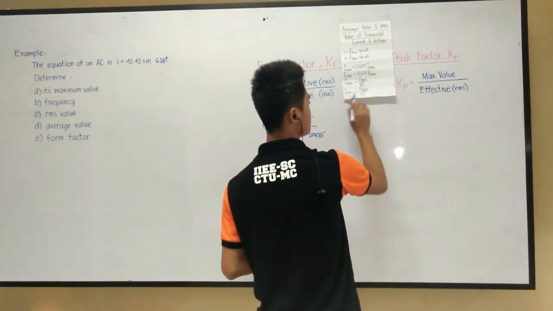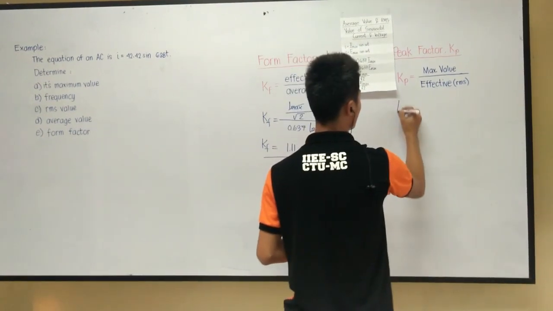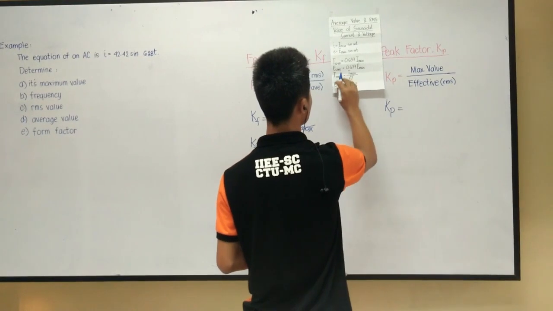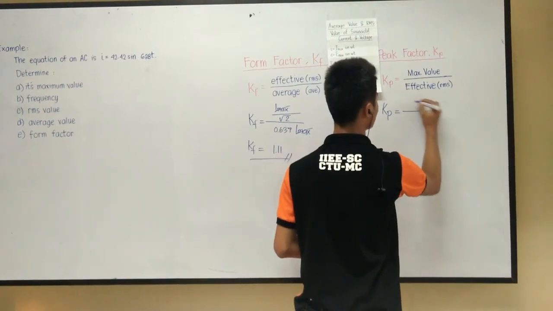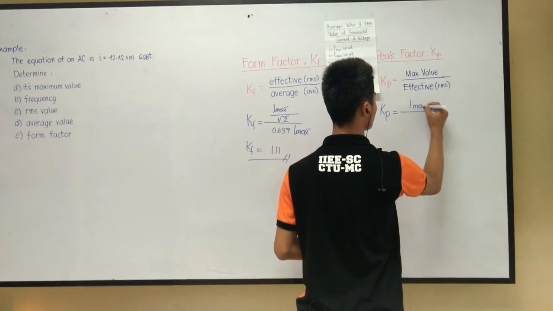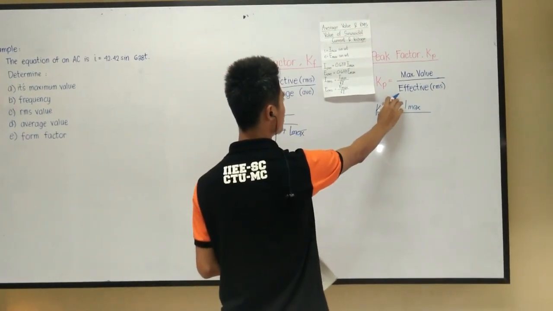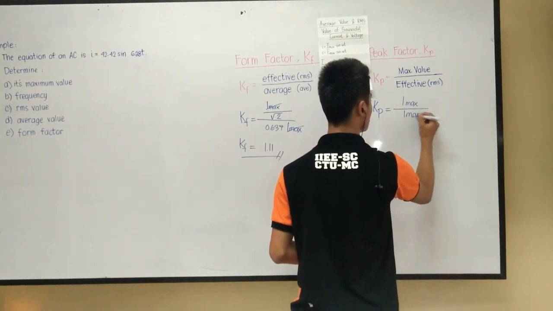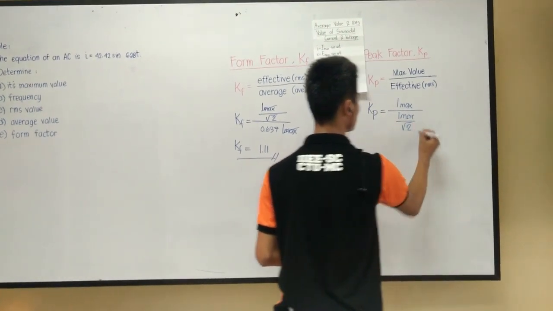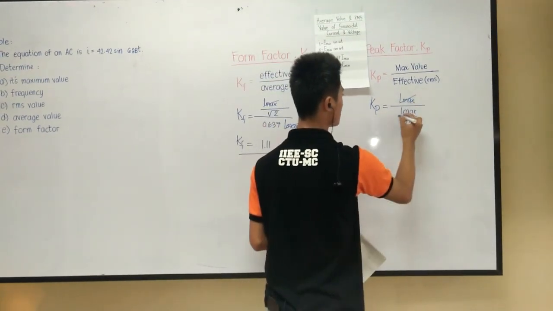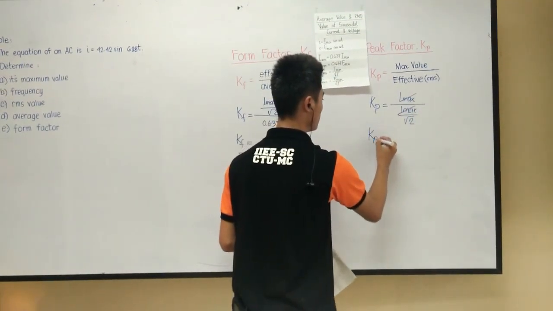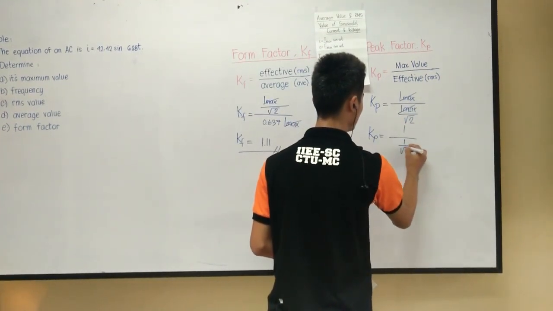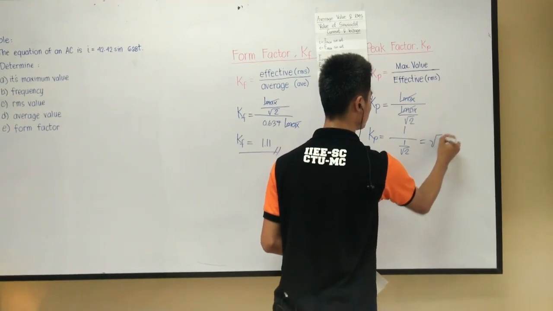So from our previous values, peak factor Kp is equal to the maximum value over the effective or RMS value, which is I max over square root of 2. From here, I max is cancelable, leaving only 1 over 1 over square root of 2, which is equal to square root of 2.